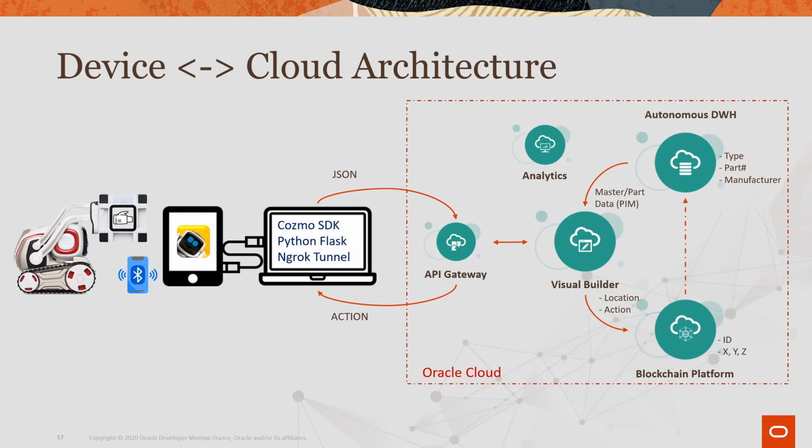This is automatically pushed to autonomous data warehouse, so you can couple blockchain platform directly to the autonomous data warehouse. So now we have the PIM information and the information from the blockchain together. This data is combined and Analytics Cloud reads on these things. In this use case, we're just focusing on Visual Builder, blockchain platform, and autonomous data warehouse.